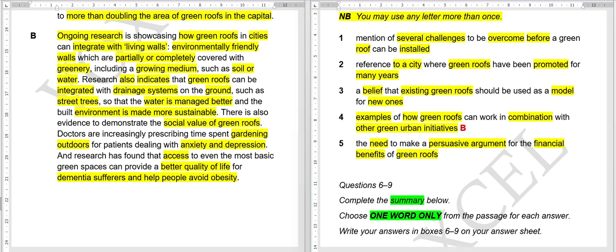Now, can you tell me where it is? Where are these written? Let me mark it here first. So here they are saying how green roofs can integrate. Integrate means combine with living walls environmentally. Then we have explained what living walls are: environmentally friendly walls covered with greenery. So this is your first example. Let me mark it here, then I will copy it. This is question 4, first part.